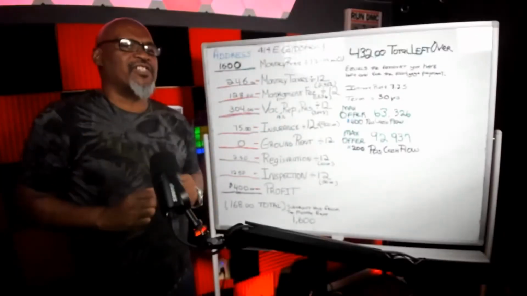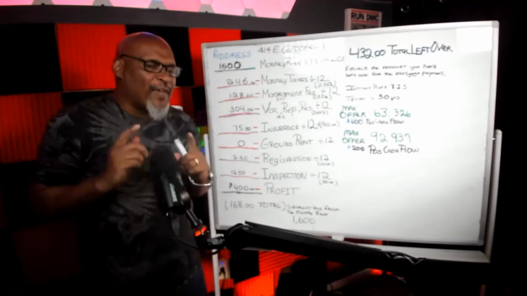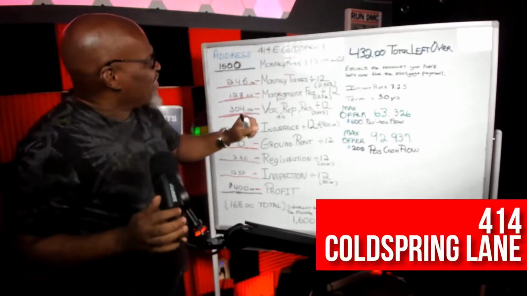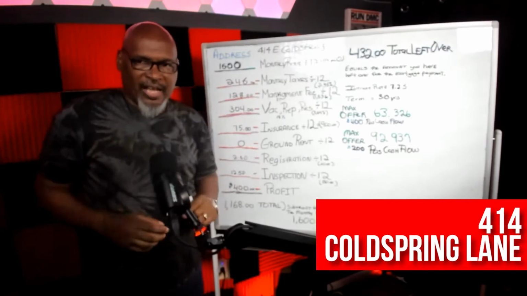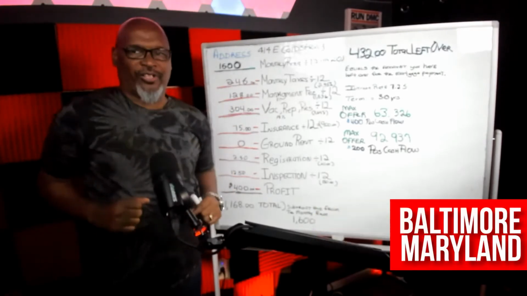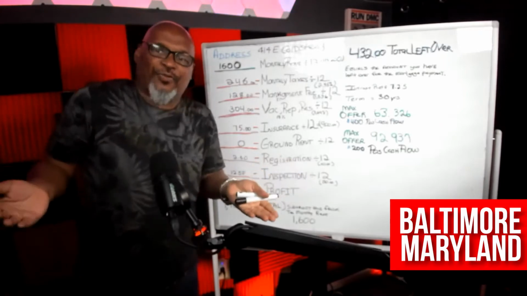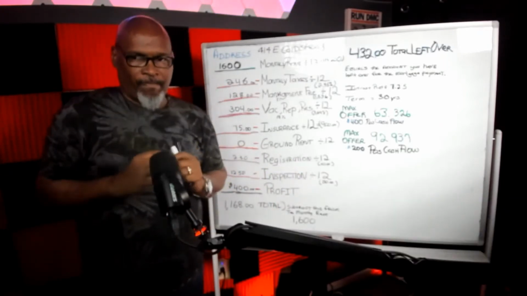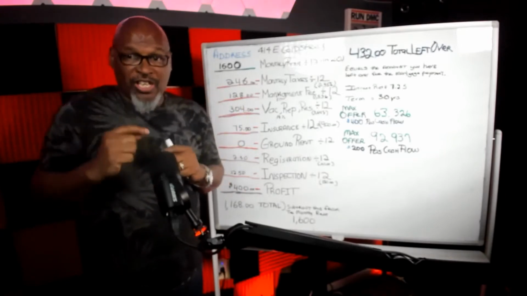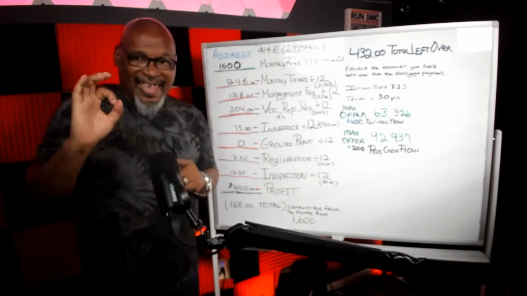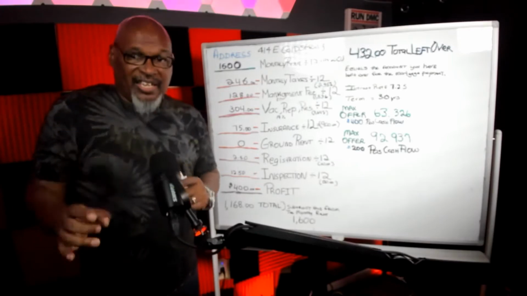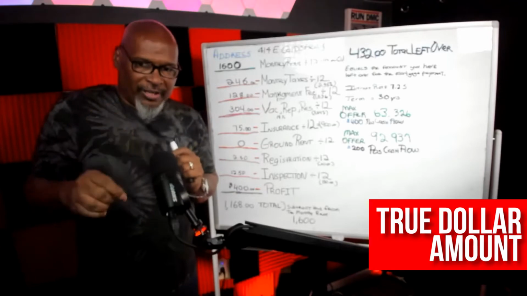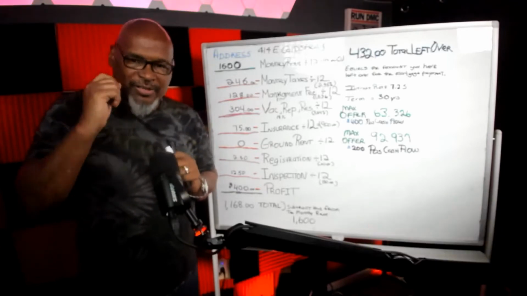Okay, for the sake of this example, we're going to use a fictional property, and that property address is 414 Cold Spring Lane. It's in Baltimore, Maryland, because that's where the Mad Scientist is from. He's from Baltimore. Now, this is the only formula that I believe you need in order to analyze rental properties. It's going to give you the true dollar amount that you should be offering that homeowner. Here's how we use it.